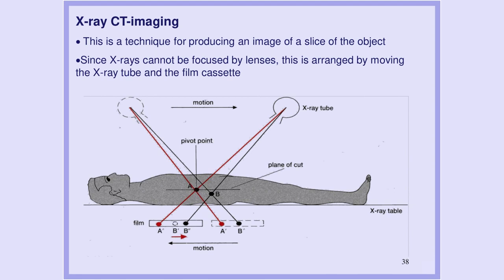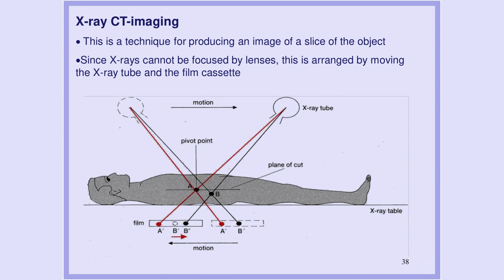X-ray CT imaging, computer tomograph imaging. This is a technique for producing an image of a slice of the object, a thin layer. At its simplest, it is a way of arranging to have one plane produce a clear image, with regions above and below being blurred.